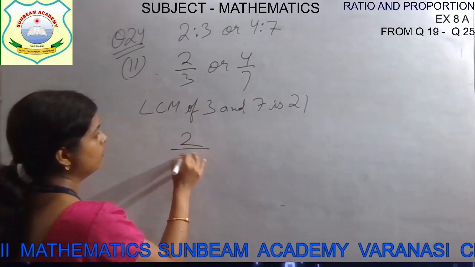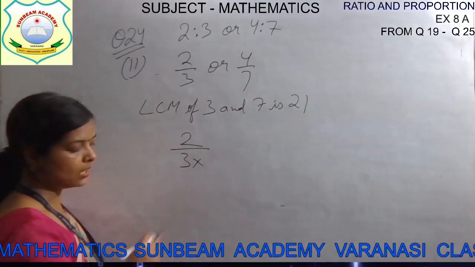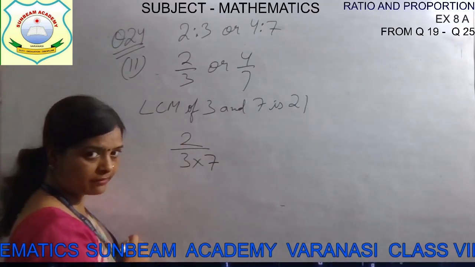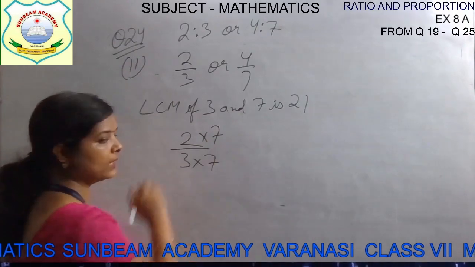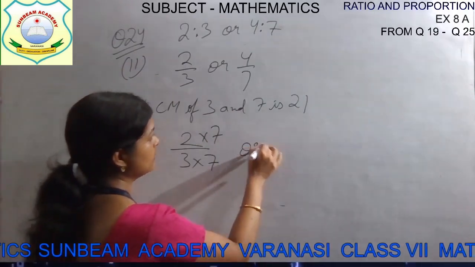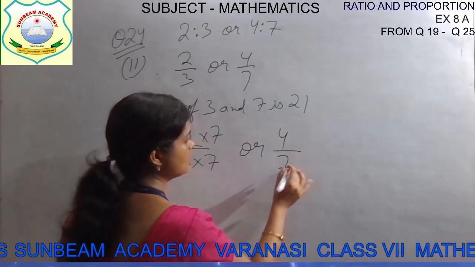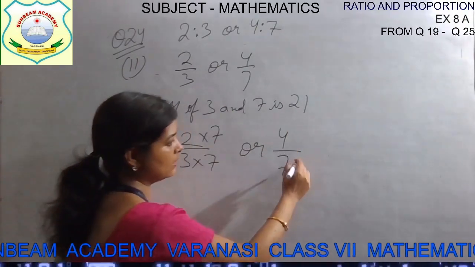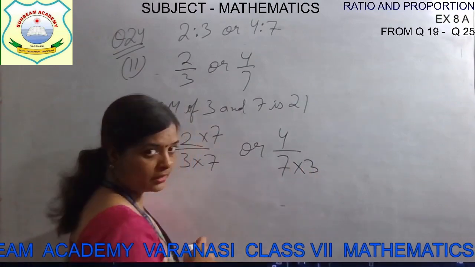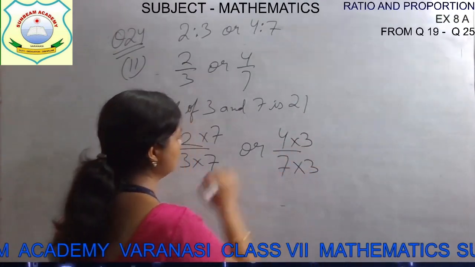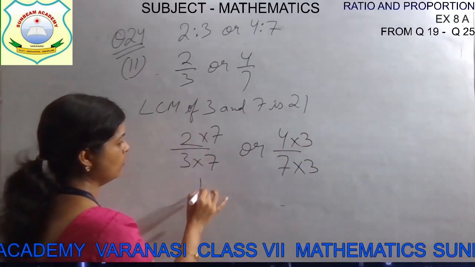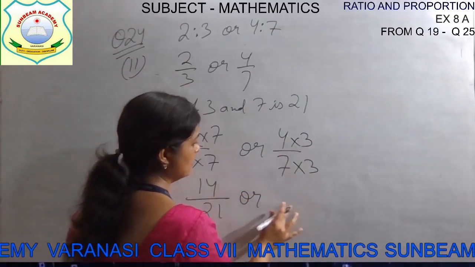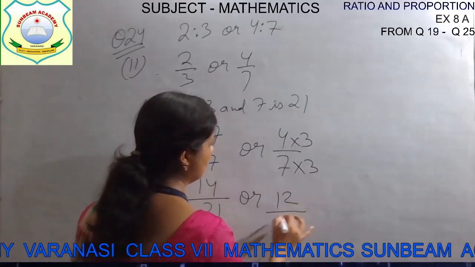Now, how to make it 21, children? How will you make the denominator equal to 21? By multiplying it with 7. The same number you will multiply in the numerator. And the second part is 7 in the denominator. How can you make it equal to the LCM, that is 21? You have to multiply it with 3. So here also you have to multiply it with 3. What is the answer? 7 2s are 14 by 21, or 4 3s are 12 by 21.